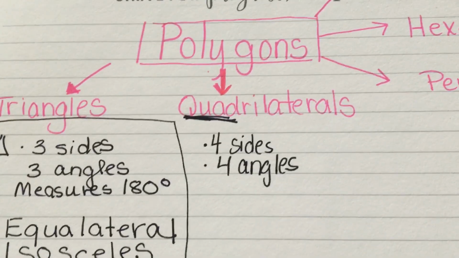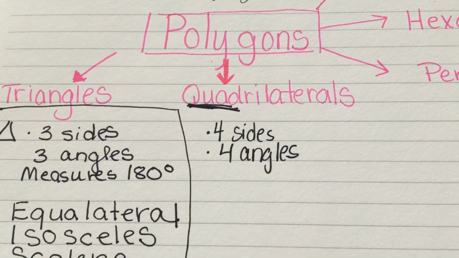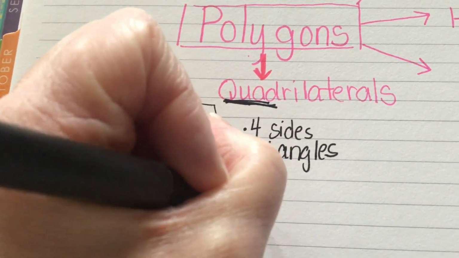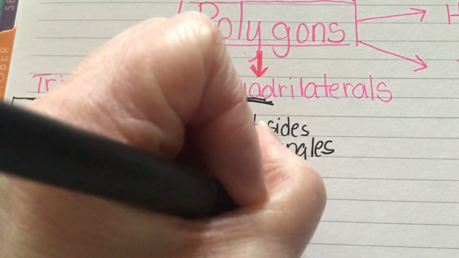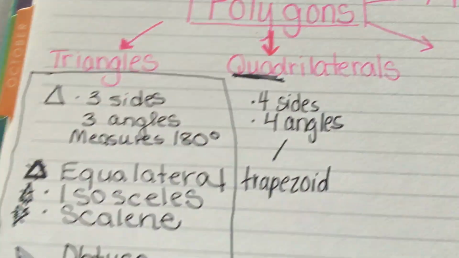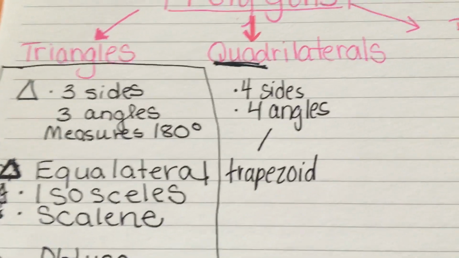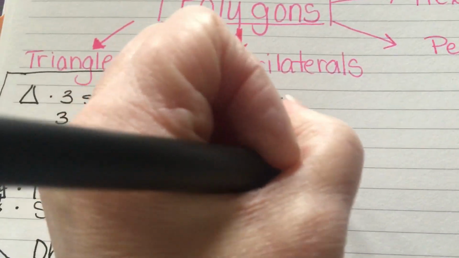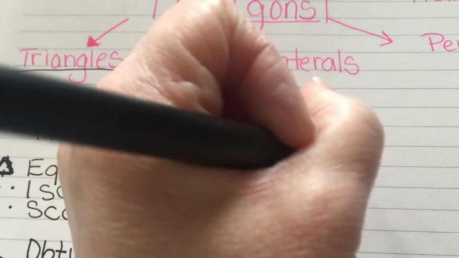for them as well. So one thing I have for quadrilaterals is I have trapezoids. Trapezoids are kind of special in the fact that they only have one set of parallel sides, okay? Then we have other ones that we would call parallelograms.